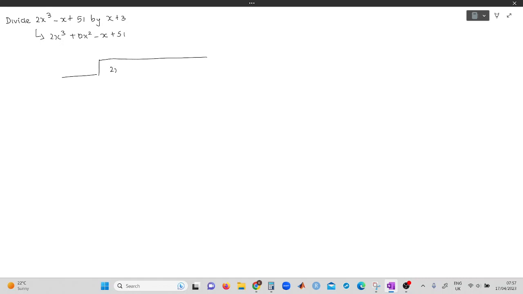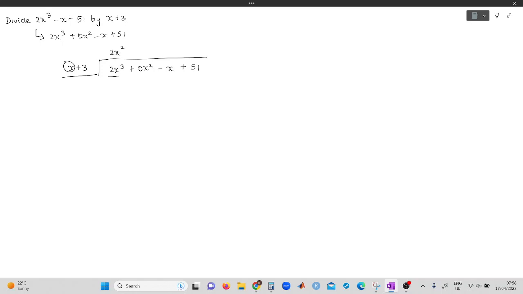So it will be 2x cubed plus 0x squared minus x plus 51. So we have x plus 3. First thing, the first term in the polynomial, 2x cubed, will be divided by the first term in the dividing factor. So 2x cubed divided by x gives 2x squared.